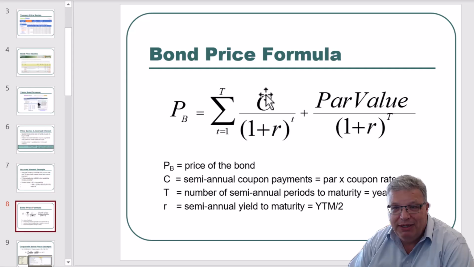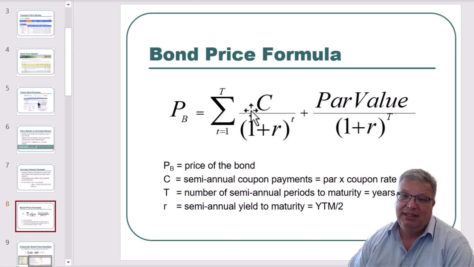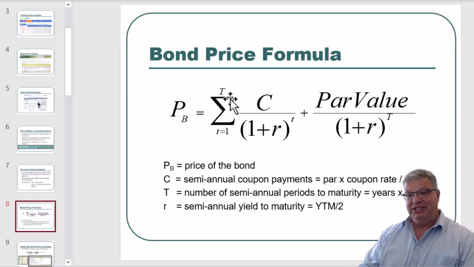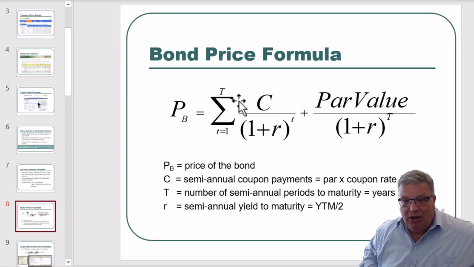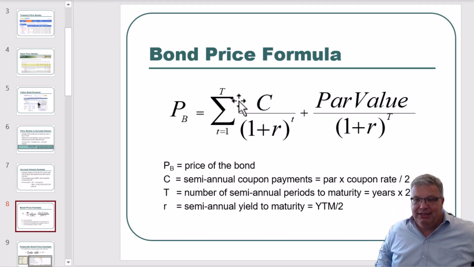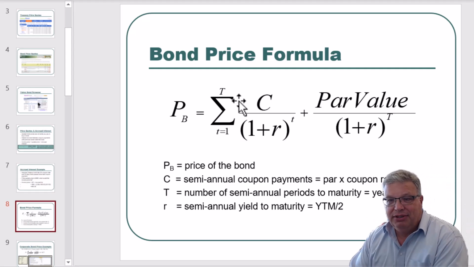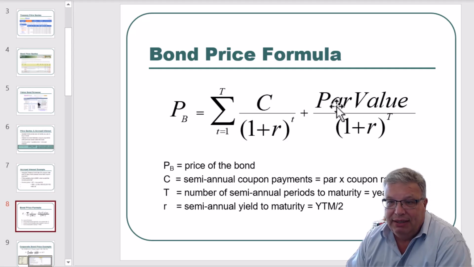Right, C is the coupon payment right here, and we divide it by 1 plus the discount rate. And this little sideways M is the Greek letter sigma, capital S, which is used for summation. So it means we're summing up the present value of all the coupon payments. That's all it basically means. It's just a shorthand way of writing it. And then we take the par value, face value, $1,000, and we take the present value of that as well.